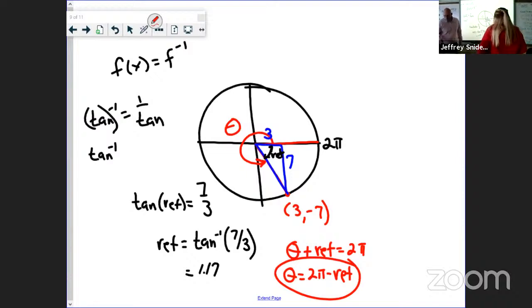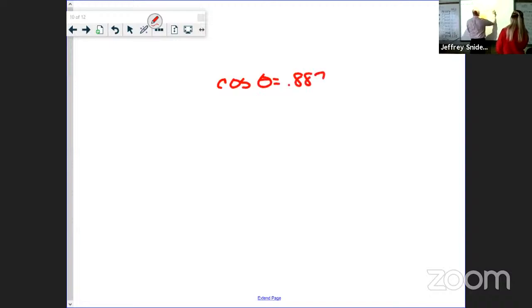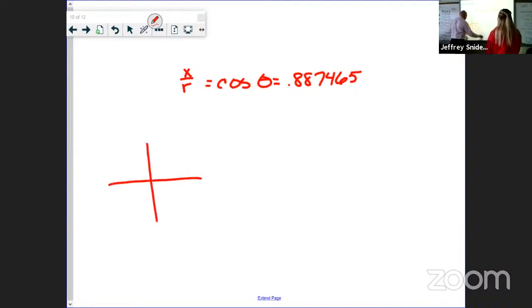Okay? So on that problem she was just doing, where it said that the cosine of theta was 0.887465. Cosine is x over r. That's what it's defined as. Think back to quadrant 1. If I'm in quadrant 1 and I draw an angle like this, here's x, here's y, here's the radius, that's theta. Cosine is adjacent over hypotenuse, so cosine is x over r.